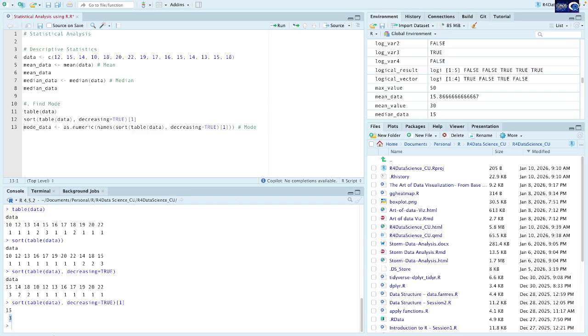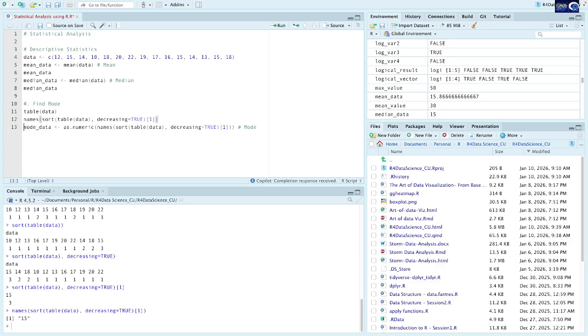But we don't need this 3, the frequency count. So what we will do is only take the names of the frequency table. The name will be 15, but you can see here it is coming in quotes. As it is in quotation, it will be a character. We don't need it as a character, so we will convert it to numeric.